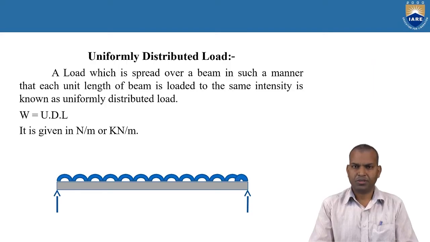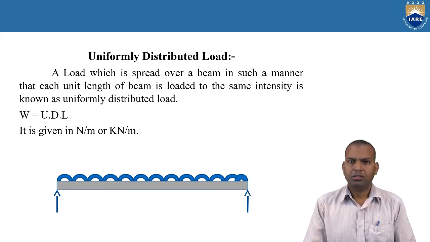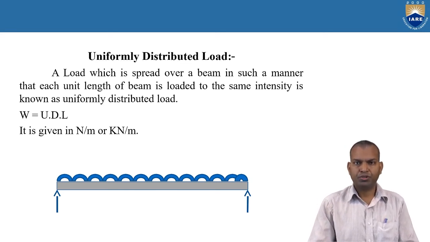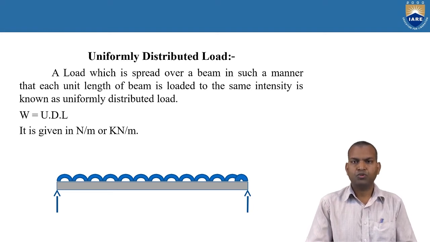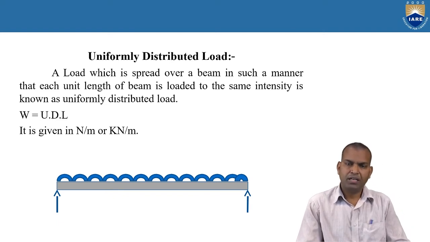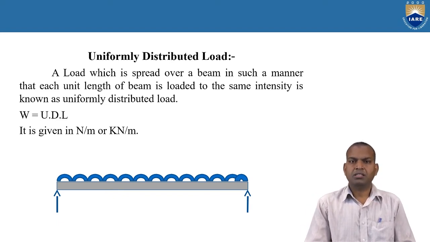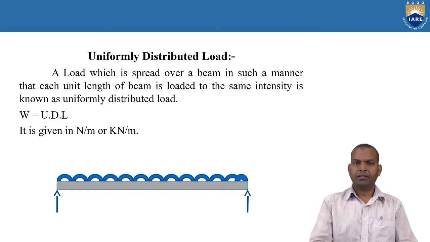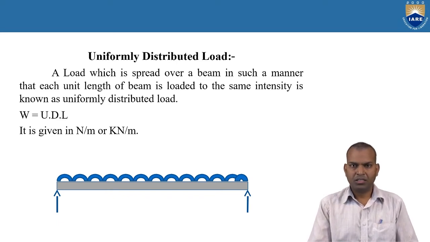There are different types of loads. Number 1, point load. Number 2, uniformly distributed load. Number 3, uniformly varying load. These are the main types of loads. But in real field applications, a combination of these three loads can act on structures. We are going to study step by step what these loads are all about.